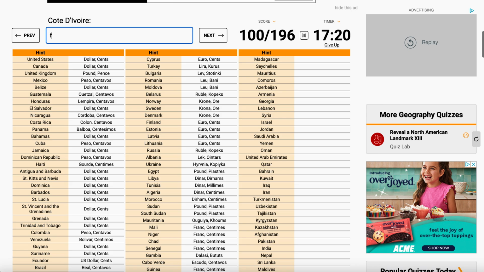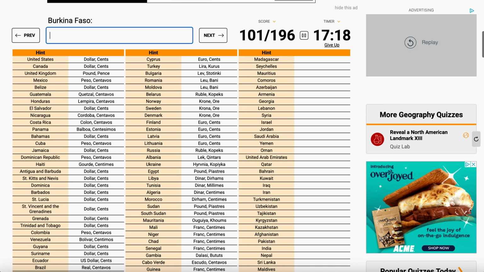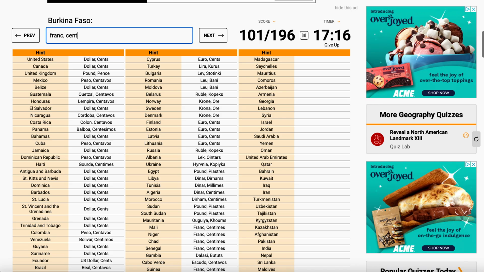Cote d'Ivoire, franc and centimes. Burkina Faso, franc and centimes. Ghana uses the cedi, and that is divided into pesewas. Togo, franc and centimes. Benin, franc and centimes. Nigeria uses the naira, and that is divided into kobo. Cameroon, franc and centimes. Equatorial Guinea, franc and centimes. Central African Republic, franc and centimes.